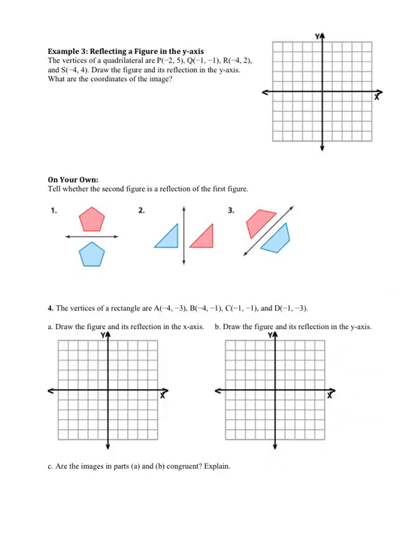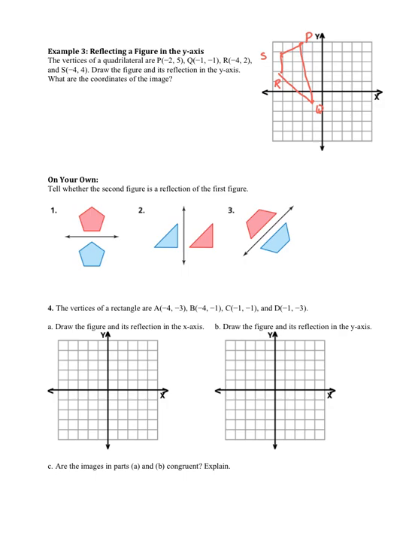All right, next we're going to practice reflecting a figure in the y-axis. So we have this quadrilateral PQRS. Let's go ahead and draw that first. So P is at negative 2, 5. So this is P right here. Q is at negative 1, negative 1. So this is Q. R is at negative 4, 2. So here's R. And S is at negative 4, 4. Okay, so we'll go ahead and connect to create this quadrilateral.